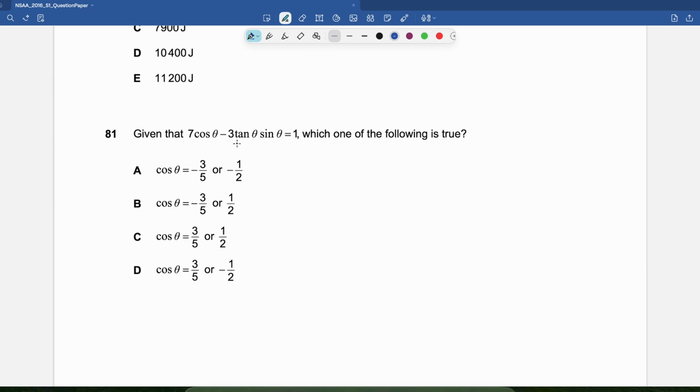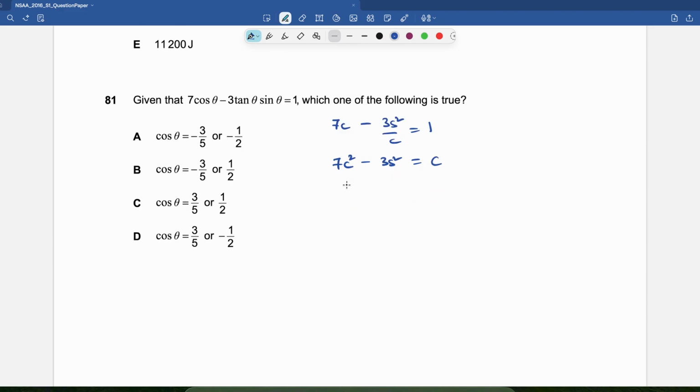Given that 7 cos theta minus 3 tan theta sin theta is equal to 1, which of the following is true? So transfer this entirely into sin and cos. Just write cos theta as C and sin theta as S. You will save quite a bit of time. So this becomes 7C minus 3S square by C is equal to 1. Right? So transfer everything into cos.